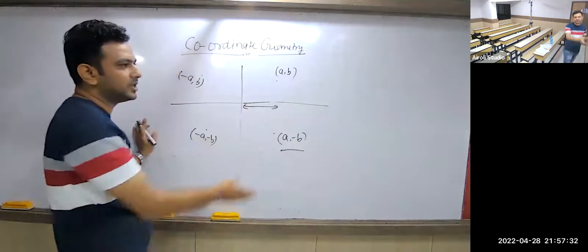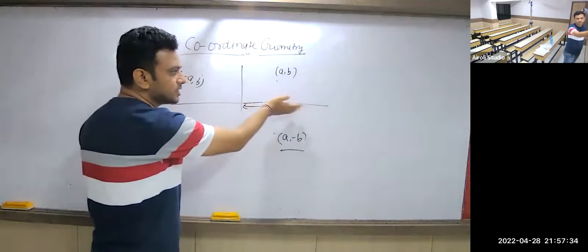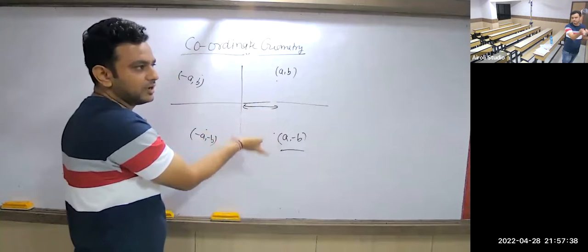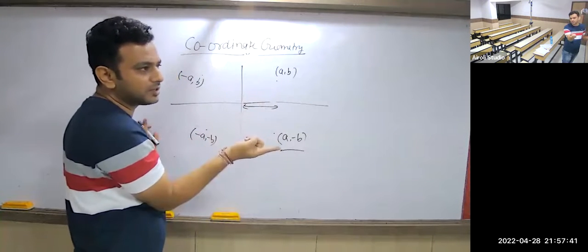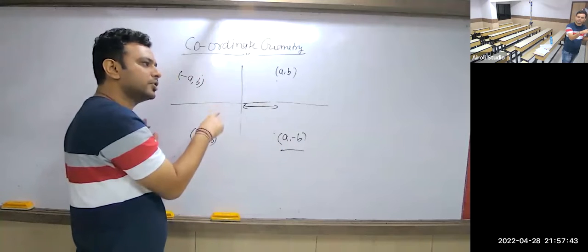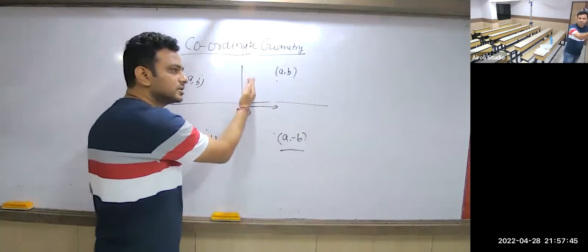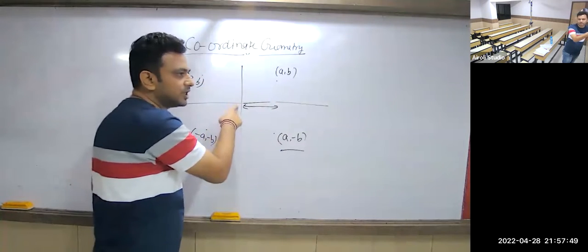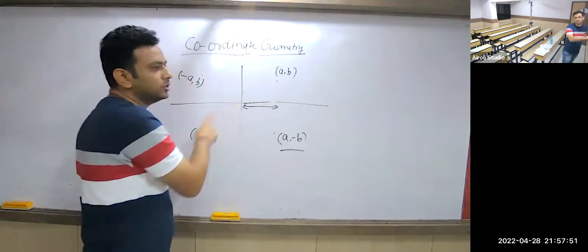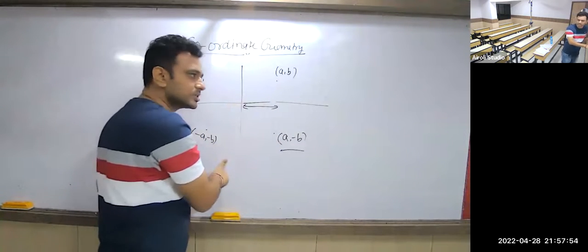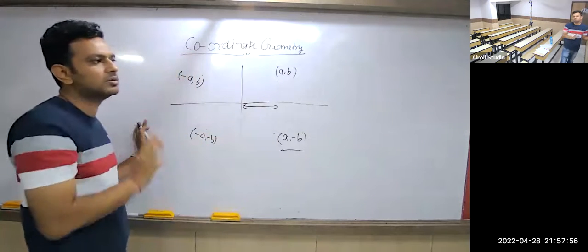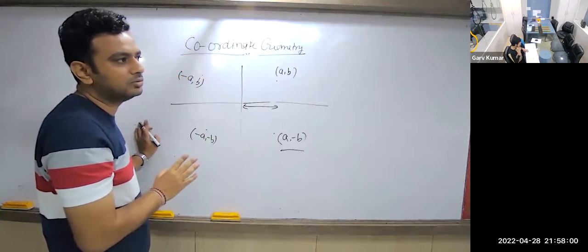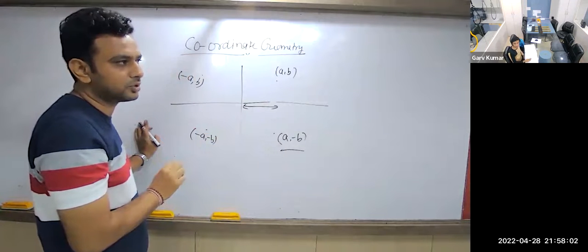If I am taking reflection about the x-axis, only the y coordinate will change. If it is positive, it will become negative; if it is negative, it will become positive. In the case of the y-axis, only the x coordinate will change. But if I am taking a reflection about the origin, both coordinates change sign. Plus becomes minus, minus becomes plus. Any doubt till now? No, sir.